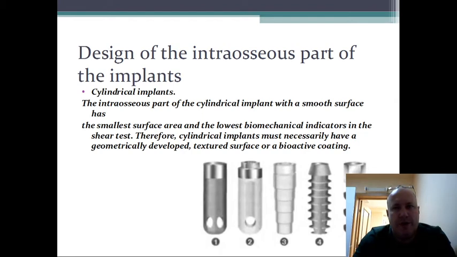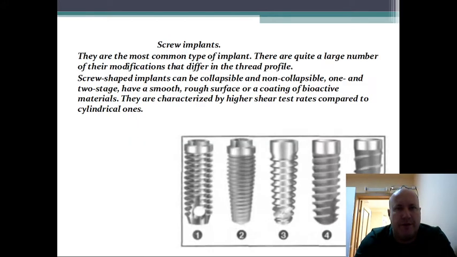Design of the intraosseous part of the implants. First, cylindrical implants. The intraosseous part of cylindrical implants with a smooth surface has the smallest surface area and the lowest biomechanical indicators in the shear test. Therefore, cylindrical implants must necessarily have a geometrically developed textured surface or a bioactive coating.